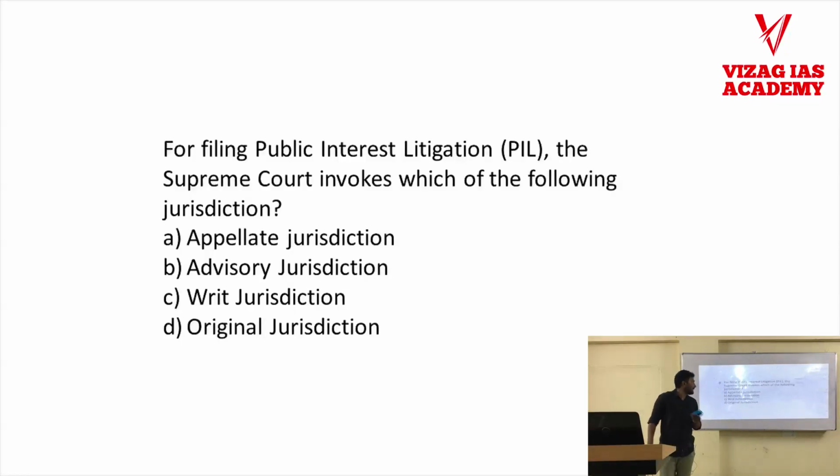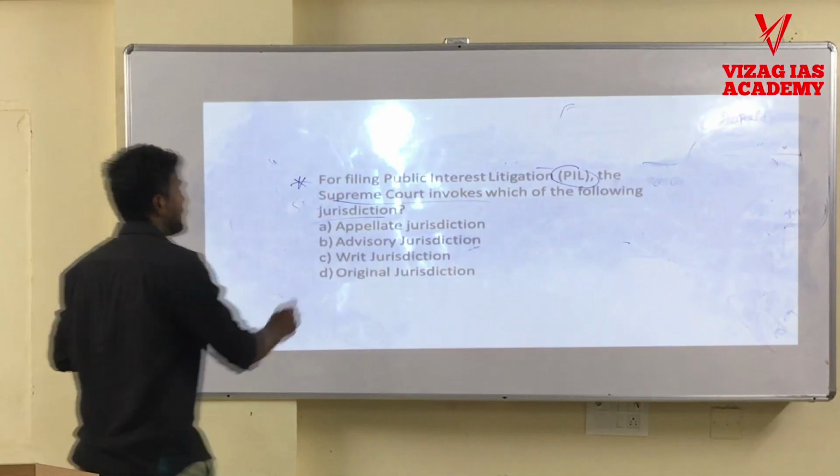For filing a public interest litigation, the Supreme Court invokes which of the following jurisdictions? There are certain ones. What is appellate jurisdiction?